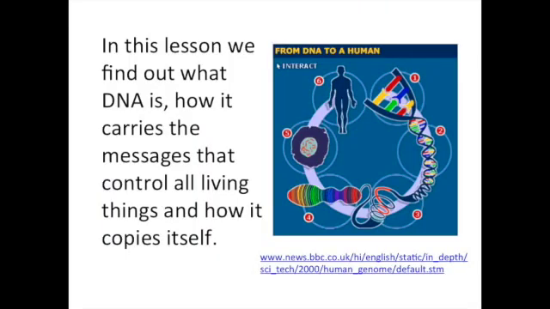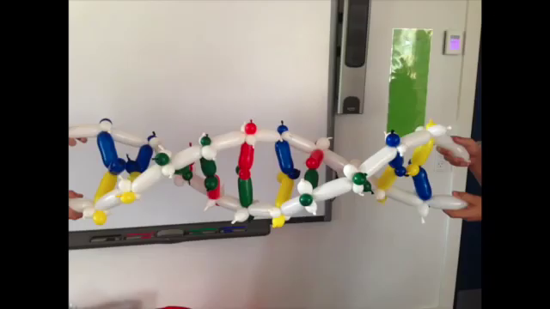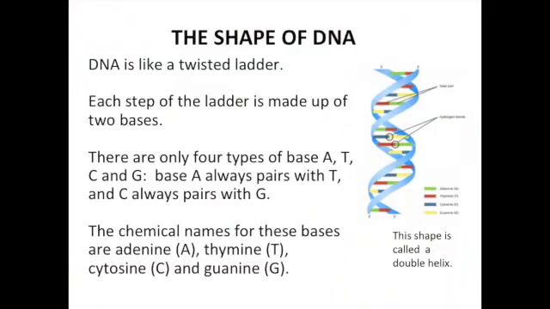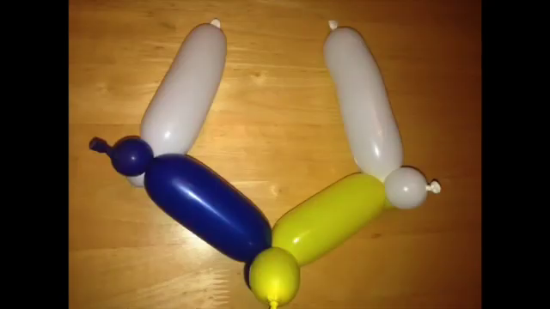In this lesson, we find out what DNA is, how it carries the messages that control all living things, and how it copies itself. DNA is like a twisted ladder. Each step of the ladder is made up of two bases. There are only 4 types of base: A, T, C, and G. Base A always pairs with T, and C always pairs with G.